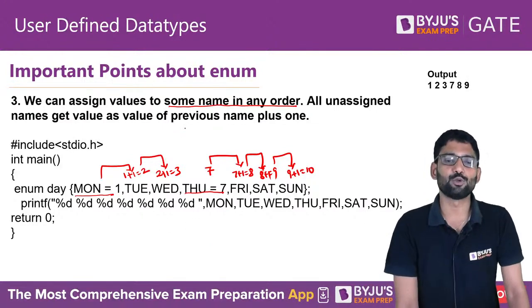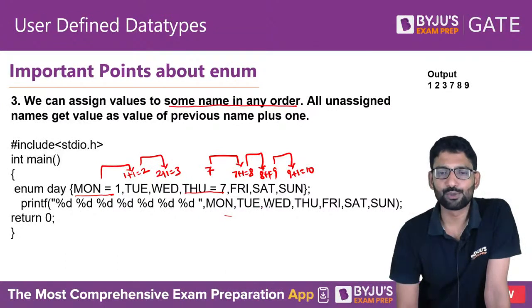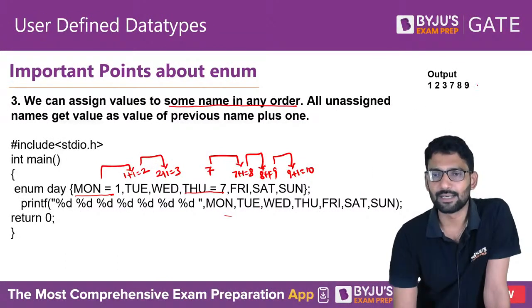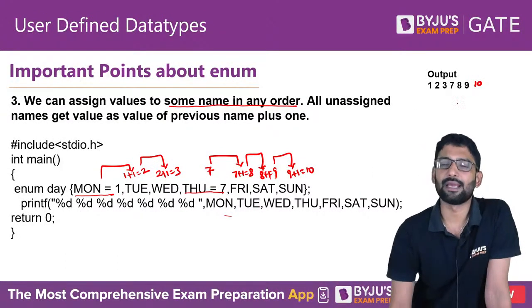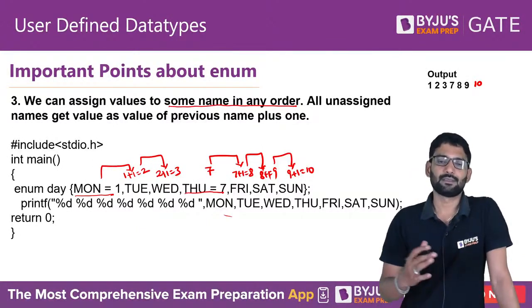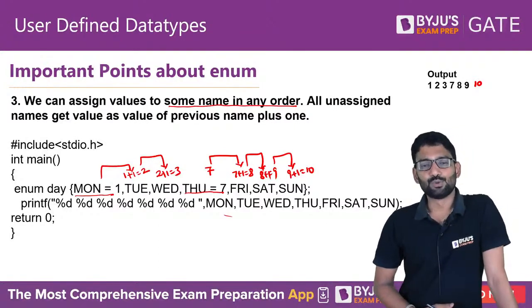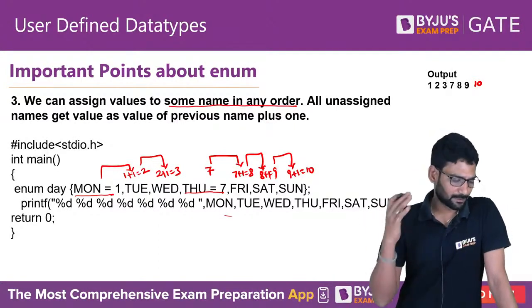And when you try to print all, Monday to Sunday, you will get 1, 2, 3, 7, 8, 9, 10. So what would be the output you get? Monday to Sunday values 1, 2, 3, 7, 8, 9, 10.